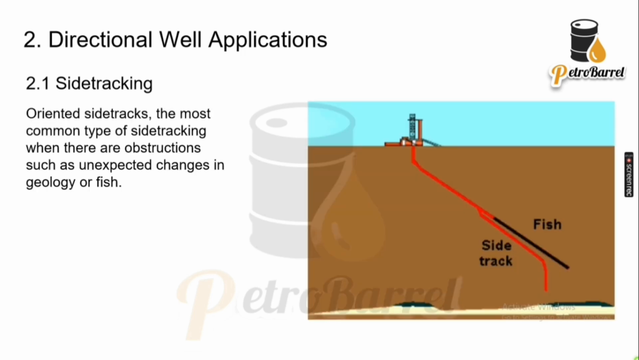Starting with side tracking. Side tracking is a conventional application. We will use it due to unexpected changes in geology or a fish. For example, if we imagine that this part of the drill string is stuck and we cannot pull it out of hole, but unfortunately you didn't free the drill string. So we will use a jet cutter to cut at this point of the drill string and pull out of hole, then connect a new drilling bit, then run in hole and make a side track to reach our reservoir.